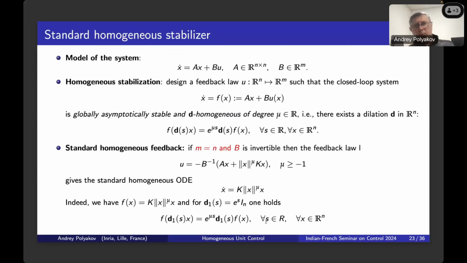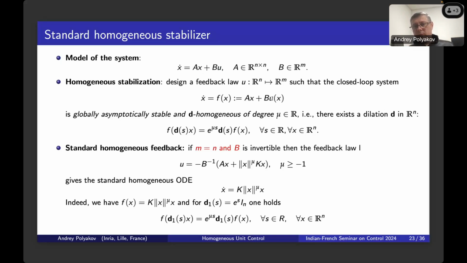So let's consider the problem of homogeneous stabilization for the linear system. We have a linear system without perturbations, just A, B known, and the control input as before is a vector, and we need to design a control U which stabilizes the origin of the system asymptotically, such that the closed loop system is homogeneous of degree mu.